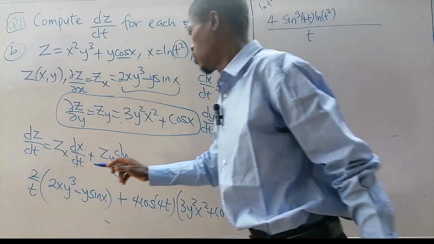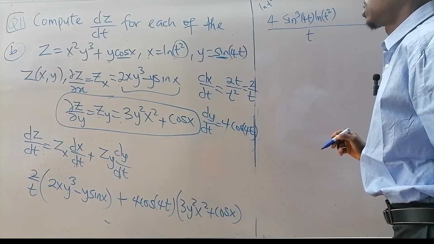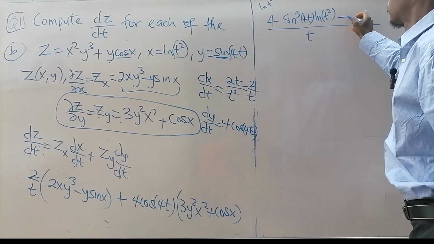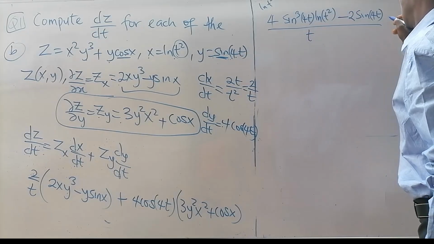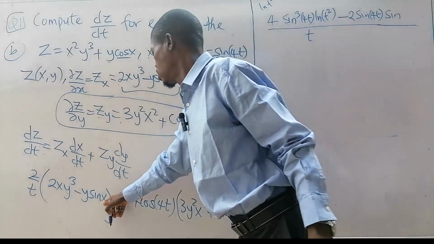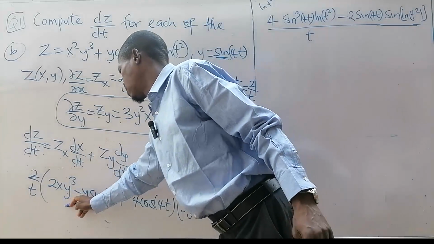Then here also 2 times y. Okay. So that will be 2 times y, that's minus 2. My y is what? Sine 4t. My x is what? Put your x there. Okay, so that's what we have for this first part.